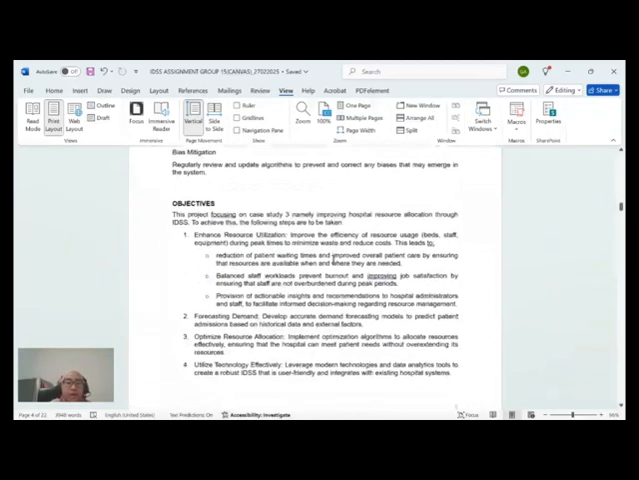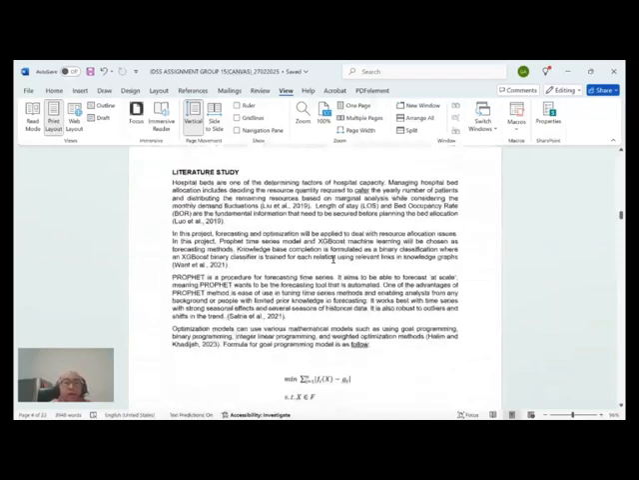Okay, and then I will go to the literature study. There are several terminologies that are usually used to describe efficiency in the hospital setting. So first is the hospital bed. Hospital bed is one of the most important variables because it can tell a lot about the capacity of the hospital. And then we usually calculate the service that can be provided by the hospital by LOS, or length of stay, or bed occupancy rate, or BOR.